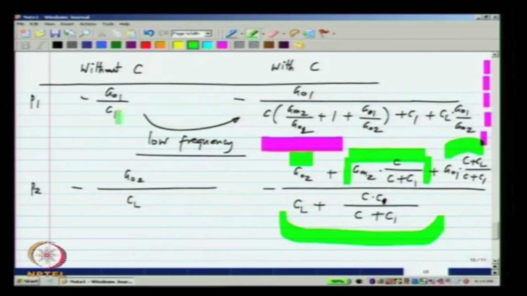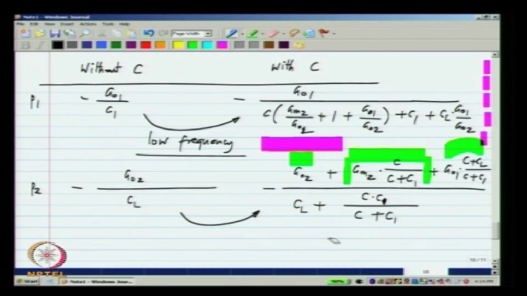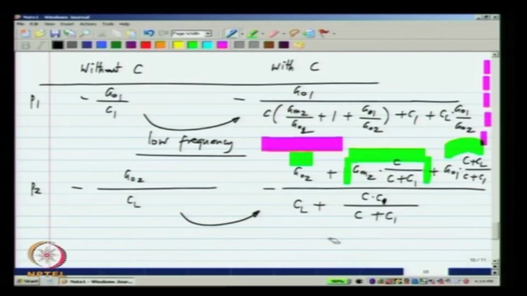Also, another thing we observed was that this P1, which was minus GO1 by C1 without C, moved to a lower frequency because the apparent capacitance increased. Now, what happens to P2? It is GO2 by CL, and here we see that both numerator and denominator have changed. The numerator has increased, the denominator also has increased, but it is important to keep in mind that GM2 is expected to be much more than GO2. In fact, that is how you get gain. The gain of the second stage is GM2 by GO2, and you expect the DC gain to be at least 10, if not in the many tens or hundreds.